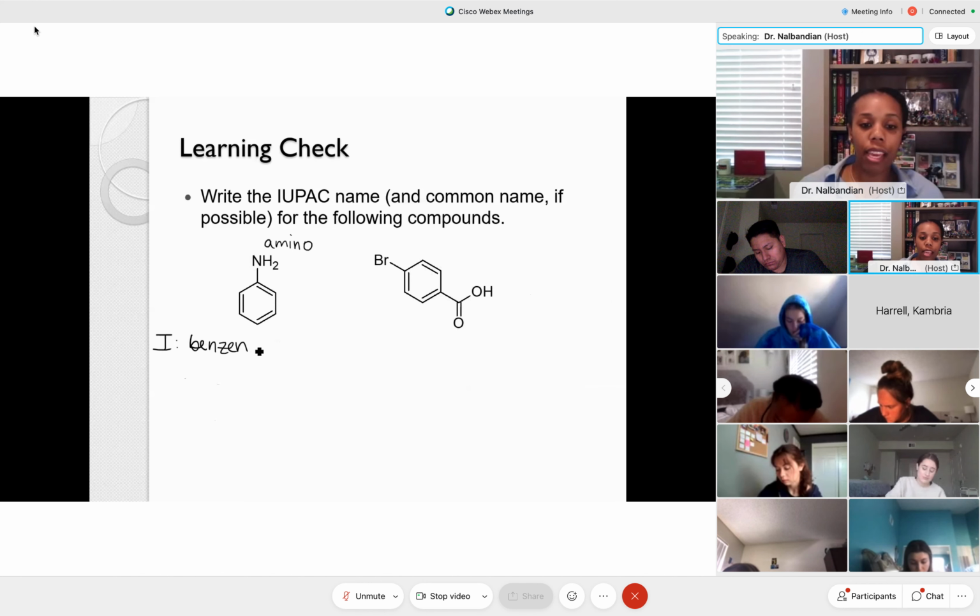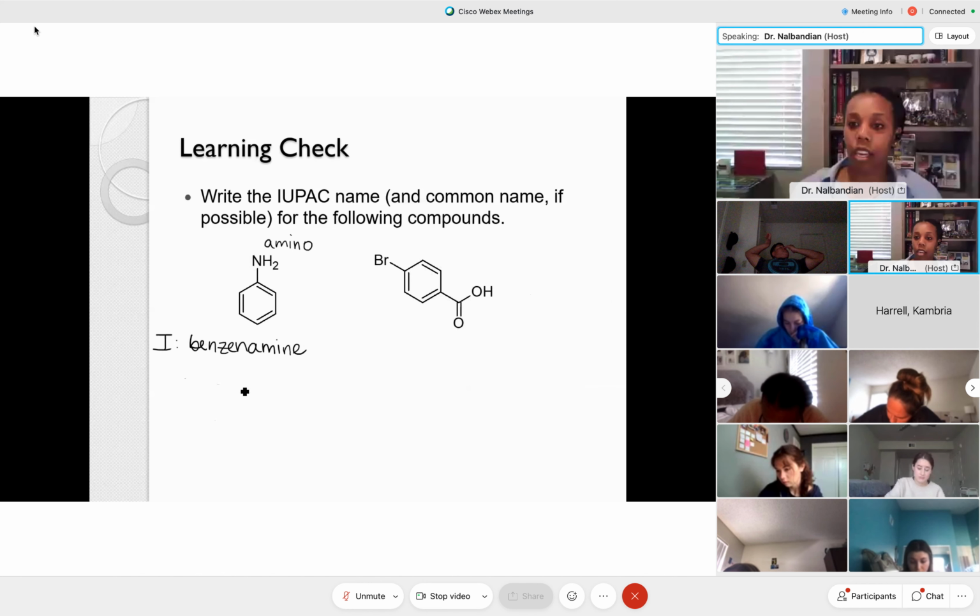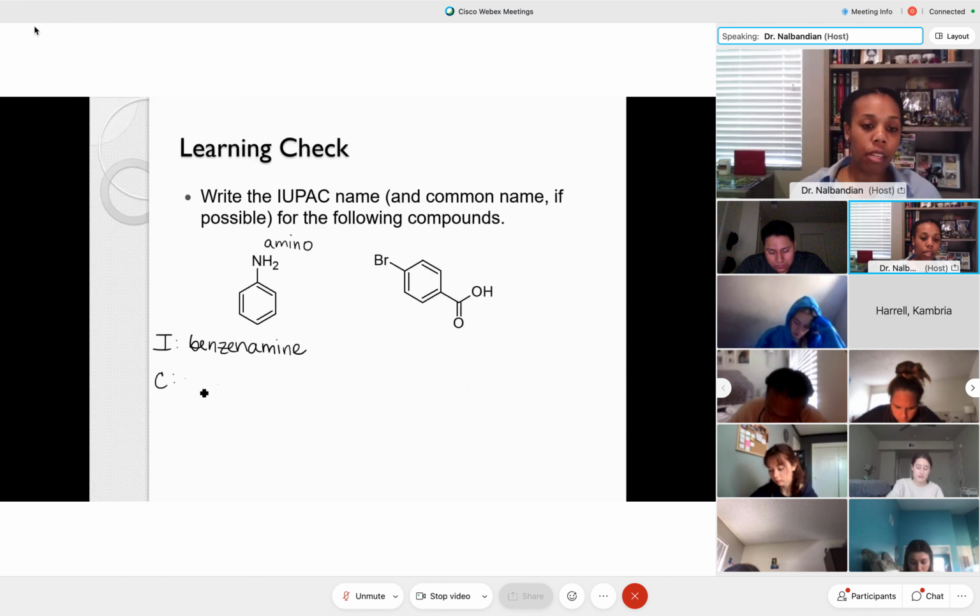So the IUPAC name for this would be benzene, but drop the E, and then put amine. So benzenamine is the IUPAC name. But the common name for this is aniline.